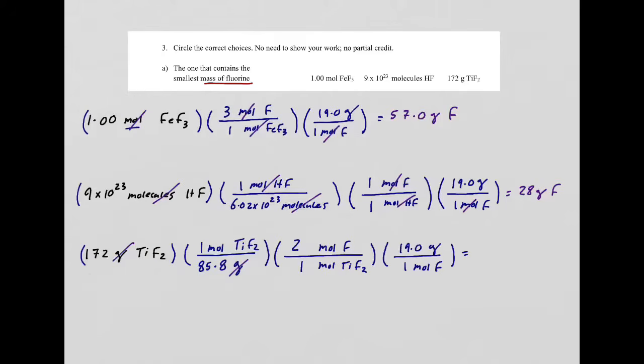So the moles of titanium fluoride cancel out. I had moles of F, and I went all the way to grams. I have 76.1 grams of F. Alright, so I converted everything to mass of fluorine because that's what they asked me. Now I can compare. Which one contains the smallest mass of fluorine? That would be this one right here, right? Because I have 57, I have 28, 76. So my answer would be this one right here.